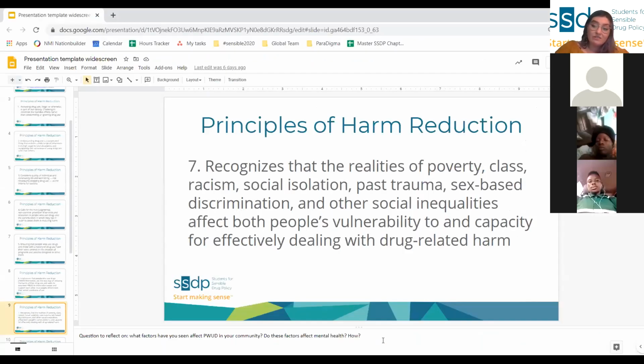So the question to reflect on here is: what sort of social inequalities, some of them listed here, have you seen affect people who use drugs in your community? Do you think these factors are affecting people's mental health, and how? I'm sure in your communities there are different types of social discrimination and inequalities. There might be, for example, discrimination against young people or whatever. In the society where you're living, it might be different, right?